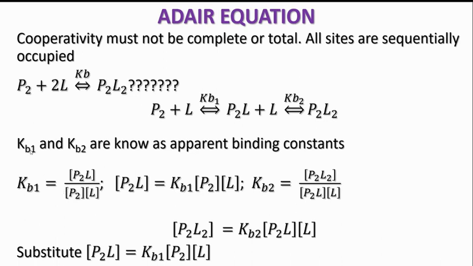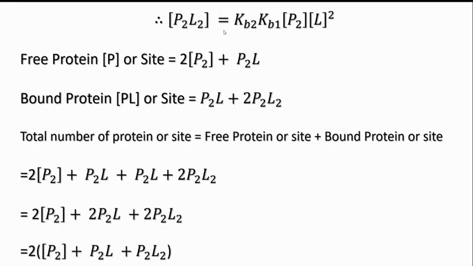Now, KB1 and KB2 are known as apparent binding constants. KB1 is equal to P2L over P2 multiplied by L. So you can always calculate P2L to be equal to KB1 multiplied by P2 multiplied by L. Now, for the second apparent binding constant, KB2, it is equal to P2L2 over P2L multiplied by L. So P2L2 will be equal to KB2 multiplied by P2L multiplied by L. So you have to substitute P2L. If you substitute that in the next equation, you're going to have that P2L2 is equal to KB2 multiplied by KB1 multiplied by P2, then multiplied by L raised to power 2.